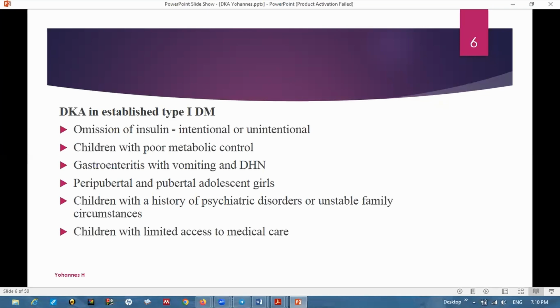The other is children with poor metabolic control, if there is fluctuation in random blood sugar levels. The other is infections, which can be pneumonia, gastroenteritis with vomiting and dehydration, or UTI. So infection is one of the commonest precipitants for diabetic ketoacidosis. The other is age group: peripubertal and pubertal adolescent girls are at risk. The other is children with a history of psychiatric disorders, or unstable family circumstances. These are risk factors for diabetic ketoacidosis in established DM.